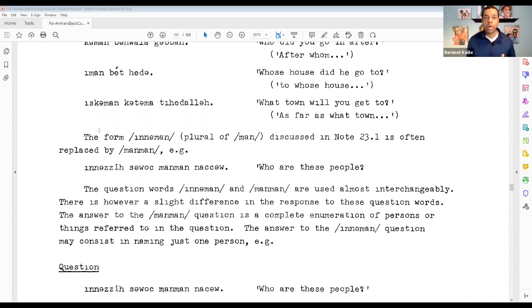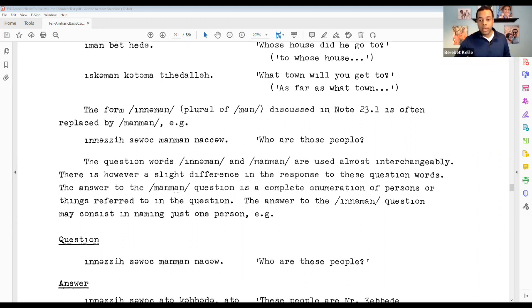You can also use man, that duplication, and we'll see this in a later unit as well. We've seen it before in a previous unit, I think unit 12 or 14, where that double use of the word kind of indicates a kind of plurality. So man man here just indicates a plural. And the last note there is that you can use those interchangeably.